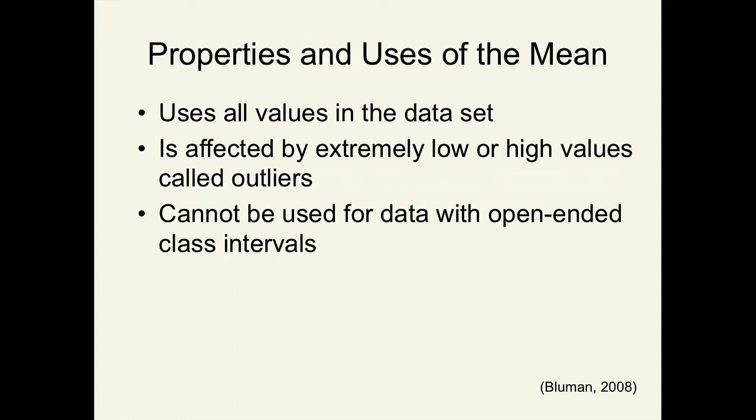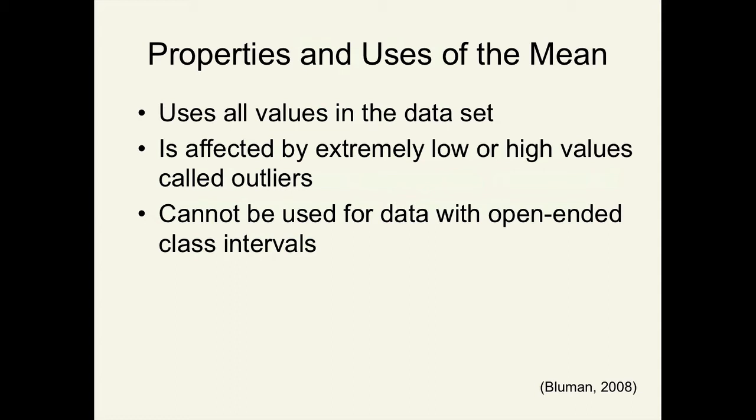As we learned earlier, the mean uses all values in the dataset in its calculation, as the formula of the mean is the sum of the values divided by the number of values. Because of this fact, the mean is affected by extremely low or extremely high values called outliers. For example, extremely high values in a dataset can cause the mean to be higher, which may not provide an accurate picture of the data set.